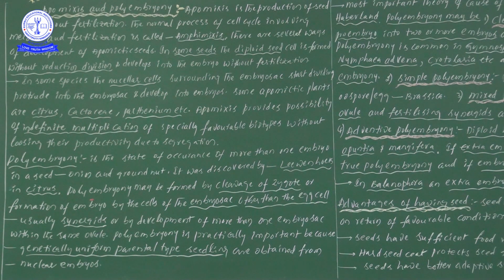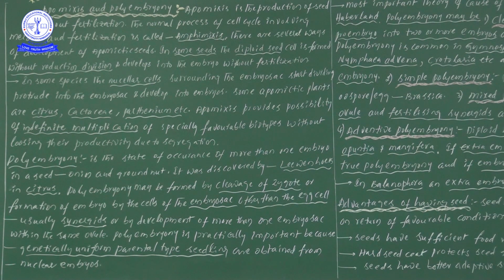Once you see this statement one more time: polyembryony may be formed by the cleavage of a zygote, or the formation of an embryo by the cells of the embryo sac other than the egg cell. Here the egg cell is not involved in the formation of a polyembryonic condition. Usually synergids are involved in the development of embryos, or polyembryonic condition, or by the development of more than one embryo sac within the same ovule.